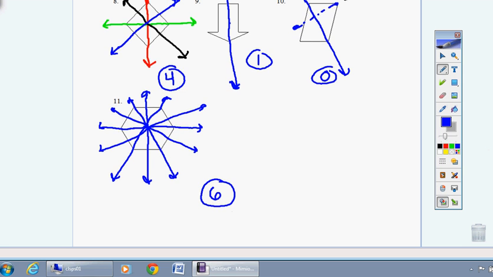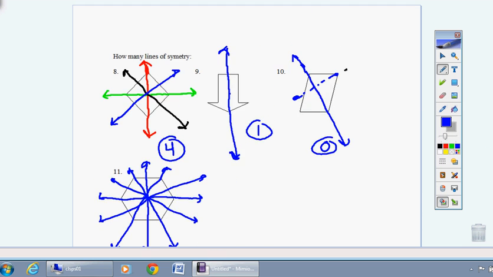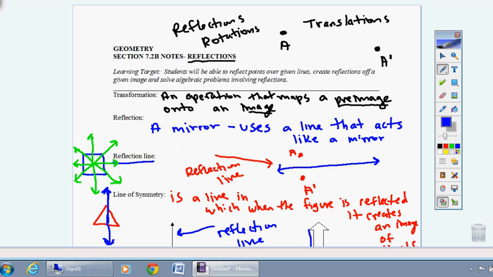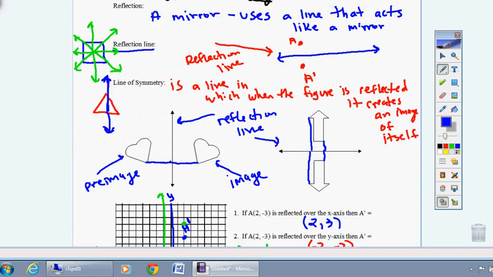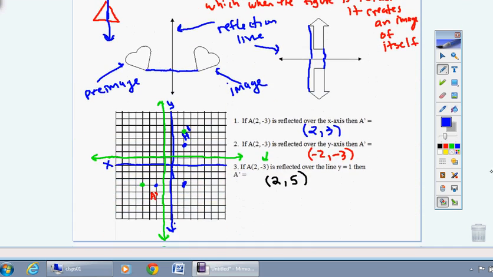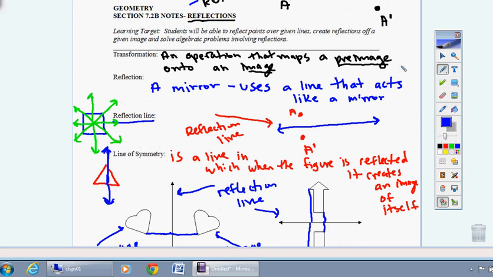Alright, so that's how we do lines of symmetry, and that's our introduction, or our first unit on reflections. We'll have two more videos on transformations. One coming tomorrow will be rotations, and then we will talk about translations. Please feel free to see me or one of the other honors geometry teachers if you have any questions. Thank you.